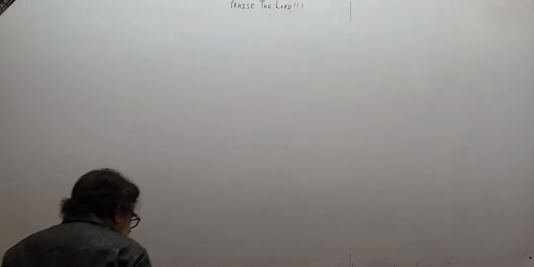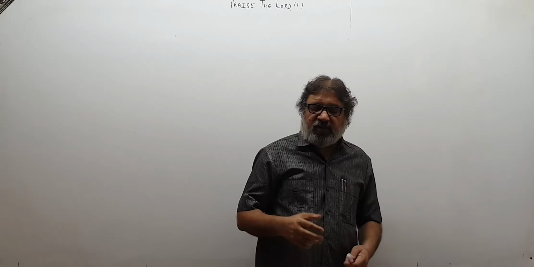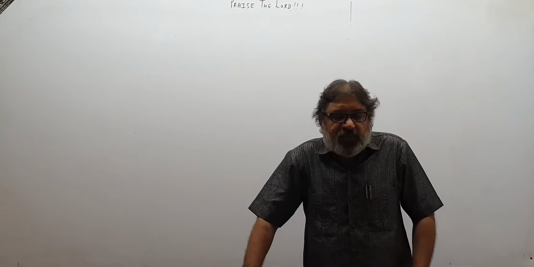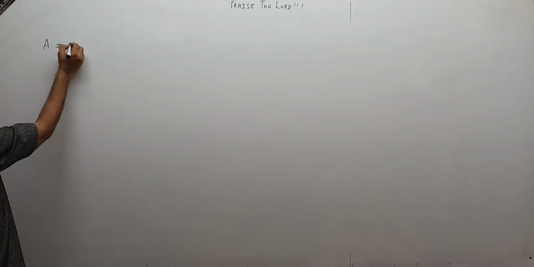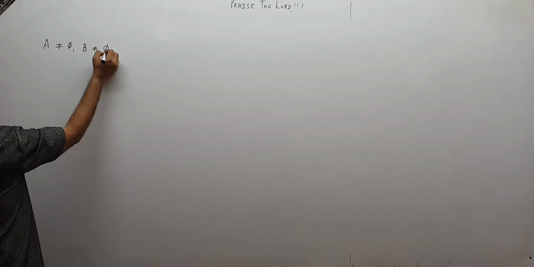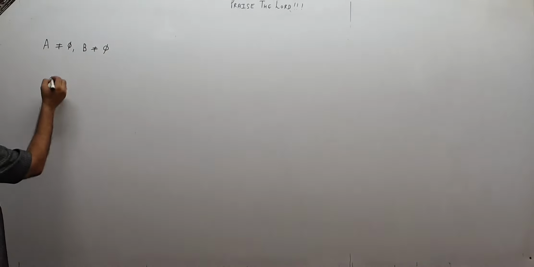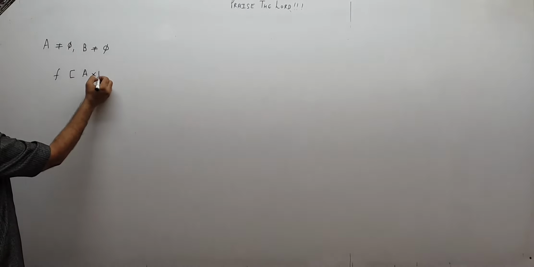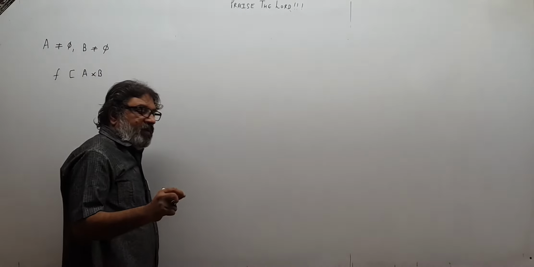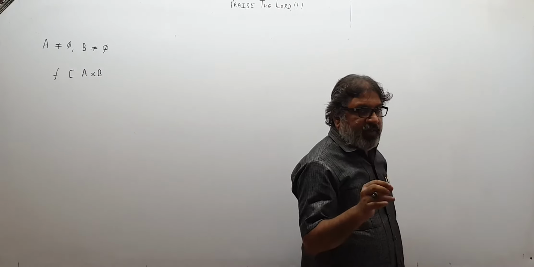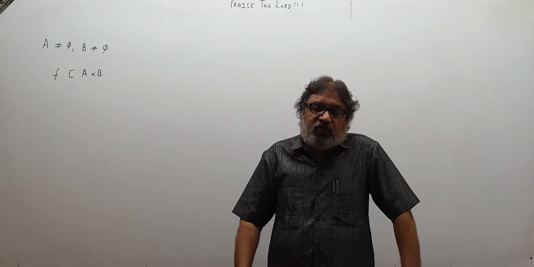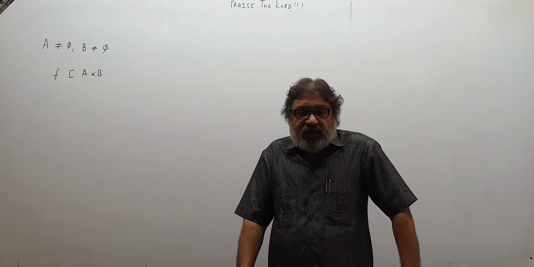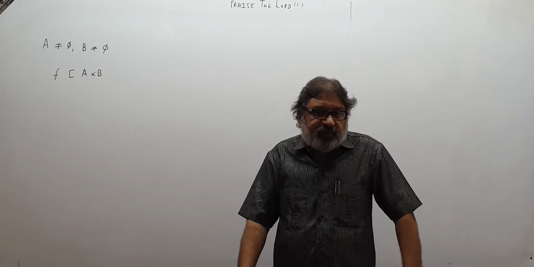Okay, after relations, children, quickly let us see what is a function. Just as a relation is a subset of A cross B, where A and B are two non-empty sets, similarly, if A and B are two non-empty sets, A is not a null set and B is also not a null set, then f is also a subset of A cross B. But every subset of A cross B will not be called a function. Every subset of A cross B can be called a relation, but every subset of A cross B will not be called a function. That means function is a special type of relation.